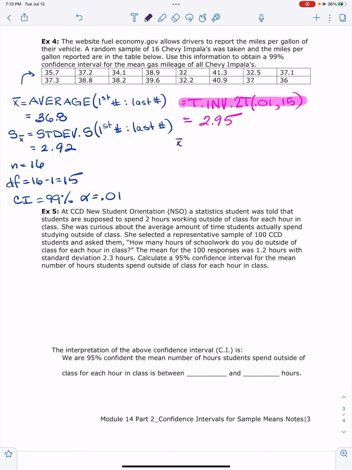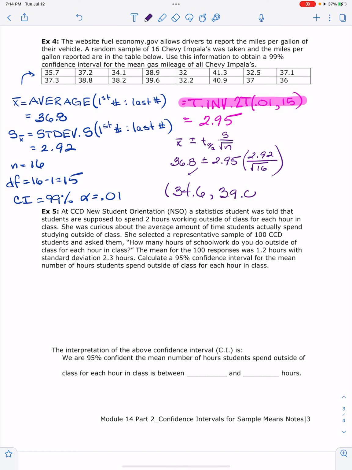So here's how we find the confidence interval. We have X bar plus or minus t of alpha over 2, still the area in one tail, times S divided by the square root of N. We have 36.8 plus or minus my 2.95 from above times my standard deviation, 2.92, over the square root of 16, which actually is 4. 36.8 minus 2.95 times 2.92 over 4 gives me 34.6. When I add, I get 39.02.